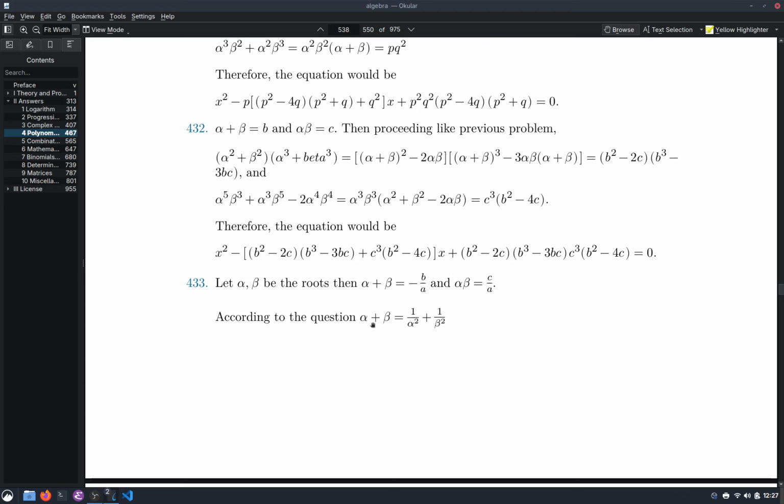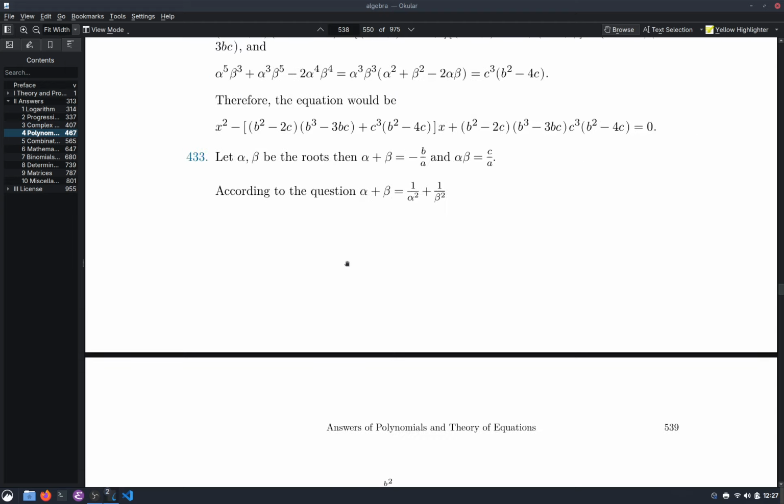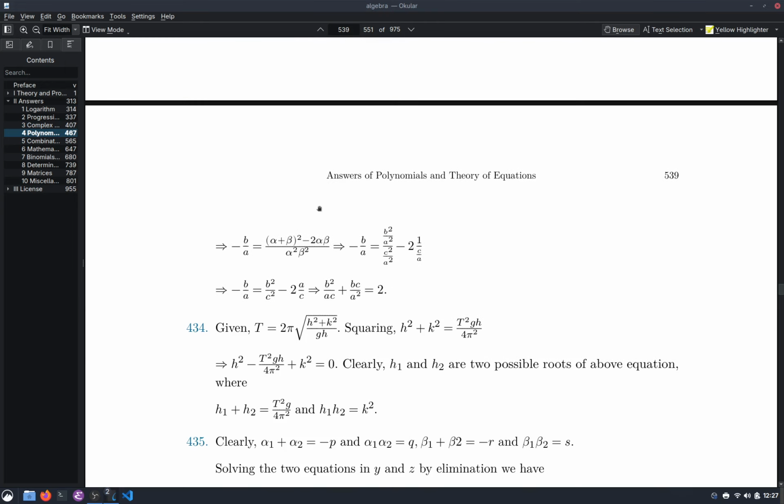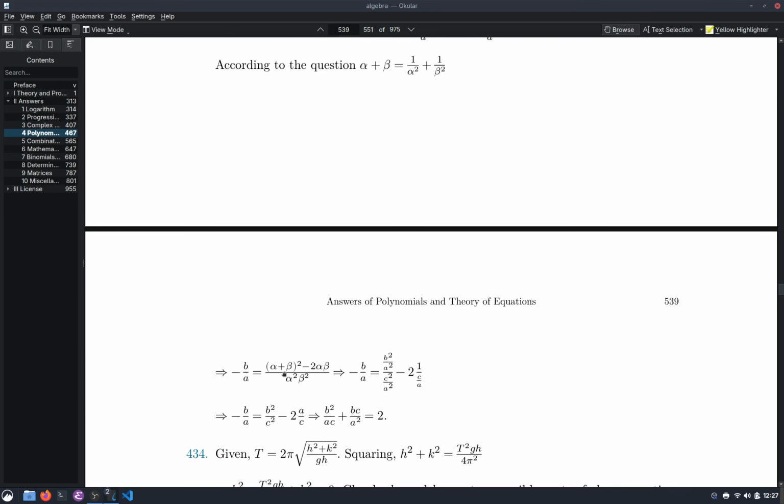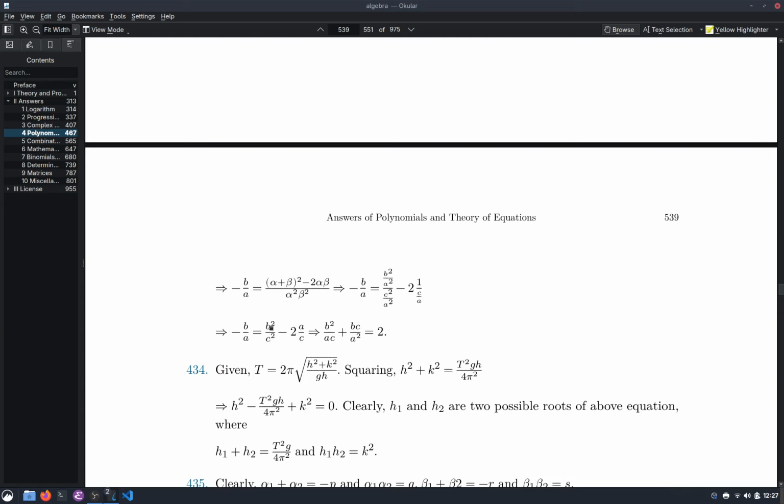Now from the question, the sum of roots is equal to the sum of squares of reciprocals, that is 1 by alpha square plus 1 by beta square. Once we have that, we substitute the values: minus b by a, and the right hand side becomes alpha plus beta whole square minus 2 alpha beta by alpha square beta square. That is, minus b by a is equal to b square by a square by c square by a square minus 2 into 1 by c by a. Once we have that, we simplify and we get the required equation.